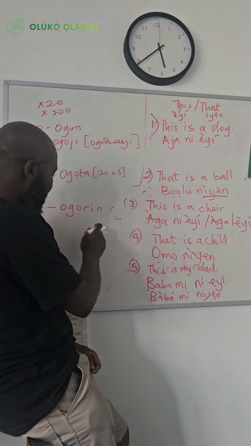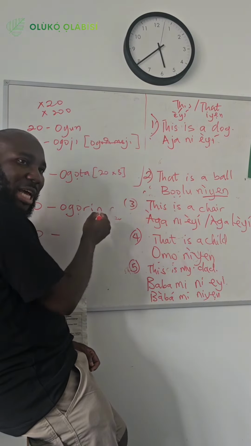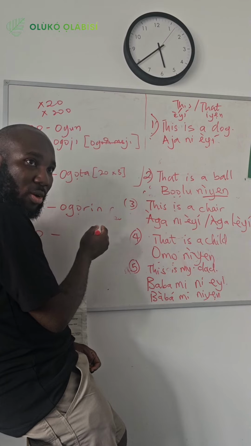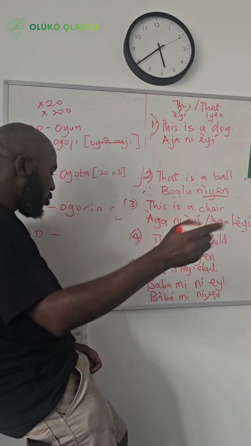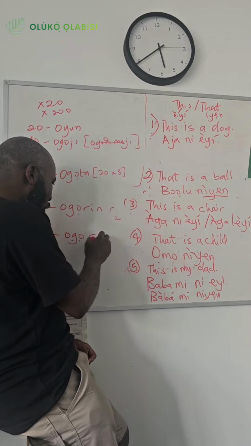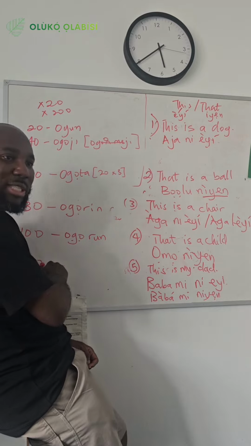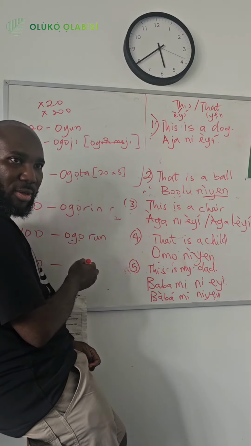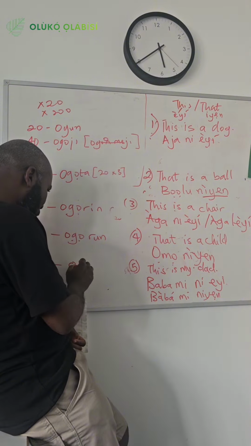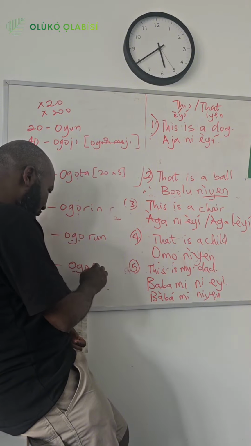80 is ọgọ́rin. 100 is 20 times 5. It will be what? Ọgọ́rùn-ún. 120 is 20 times 6. Ọgọ́fà. Ọgọ́fà, that is 20 times 6. Ogún mẹ́fà. That becomes ọgọ́fà.